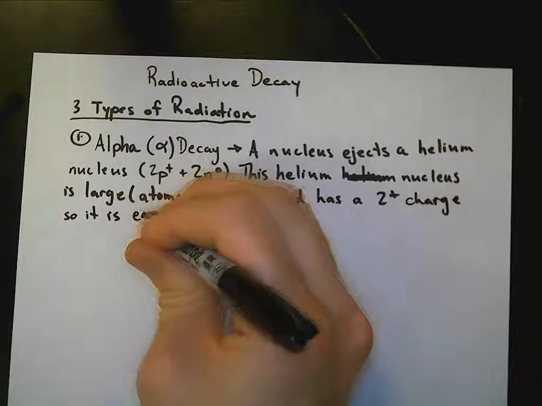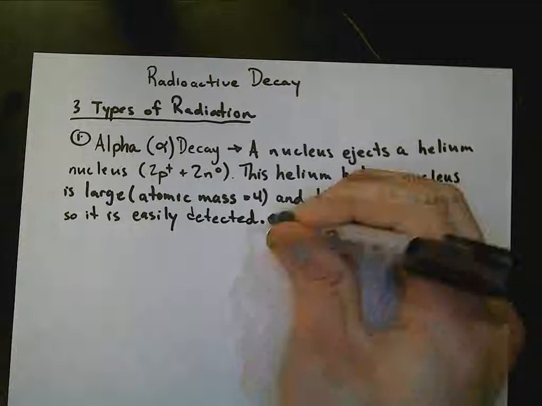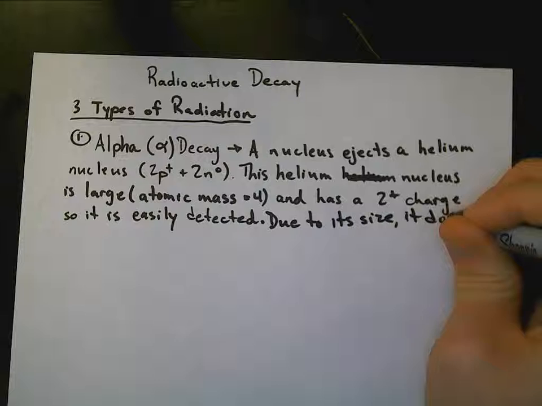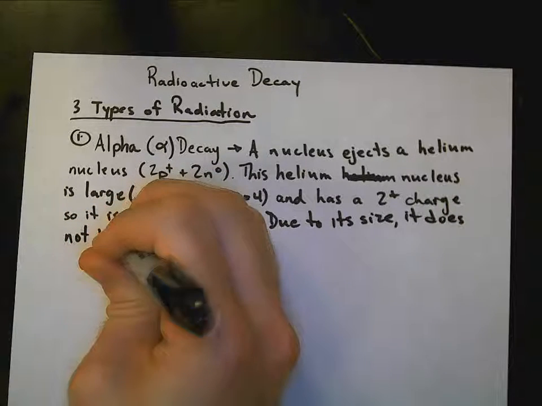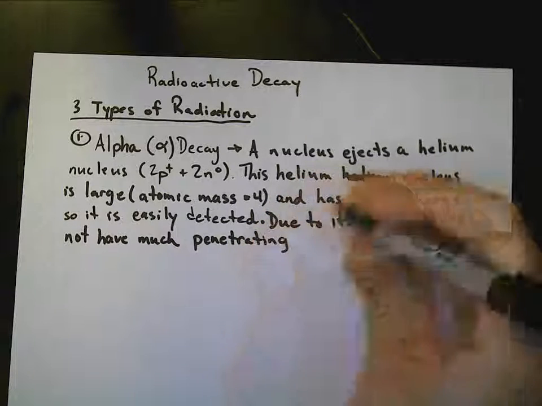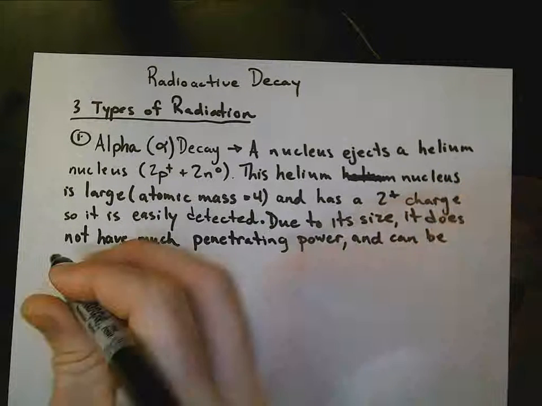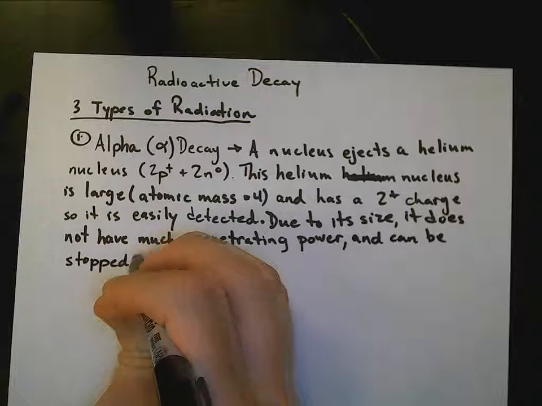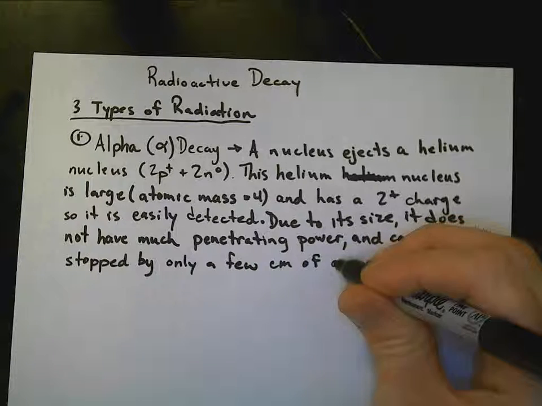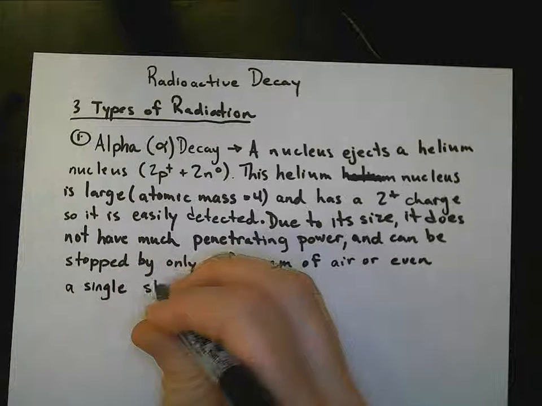So it is easily detected. Due to its size, it does not have much penetrating power, and can be stopped by only a few centimeters of air, or even a single sheet of paper can stop our helium nucleus.